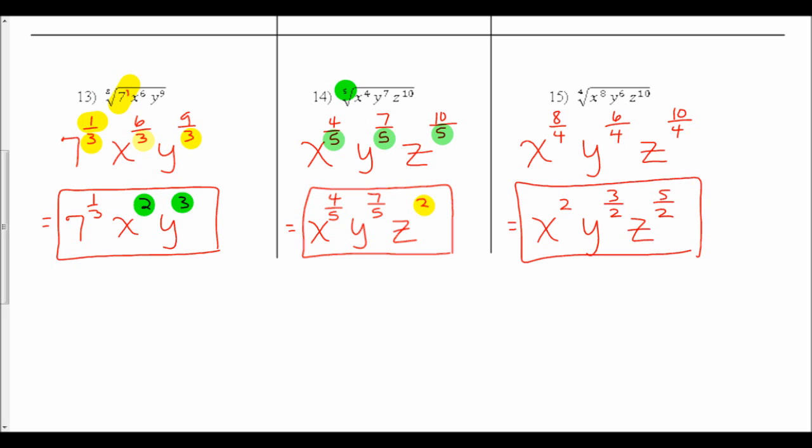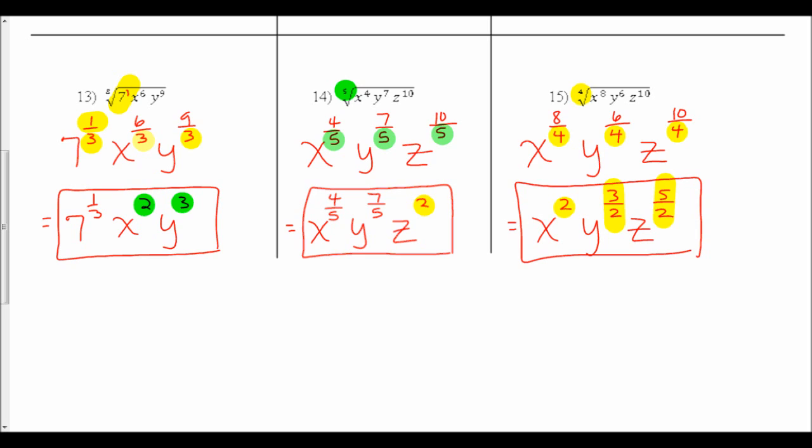In number 15, my index is a 4, so all of my roots are 4ths, and my exponents are 1/4 in the bottom of the fraction there. I can simplify 8/4 to 2, I can simplify 6/4 to 3/2, and I can simplify 10/4 to 5/2. So I need to do all of those simplifications.